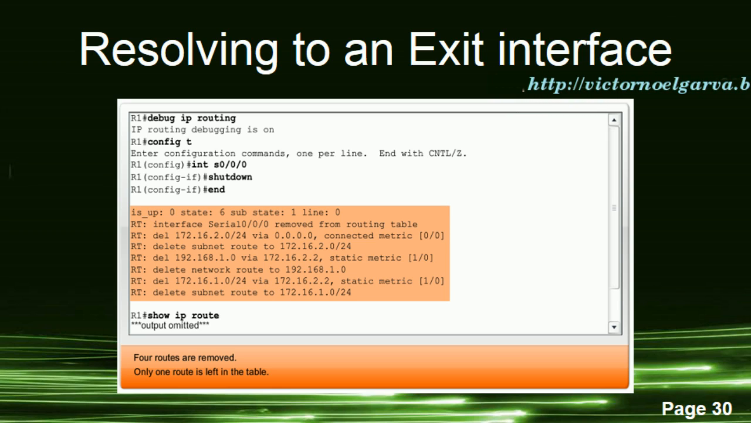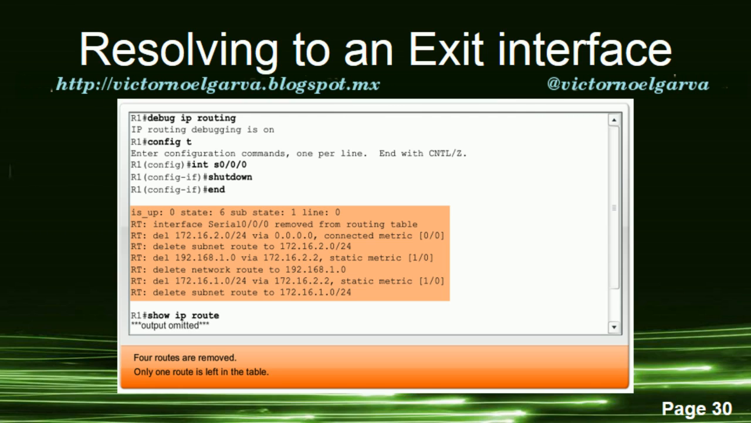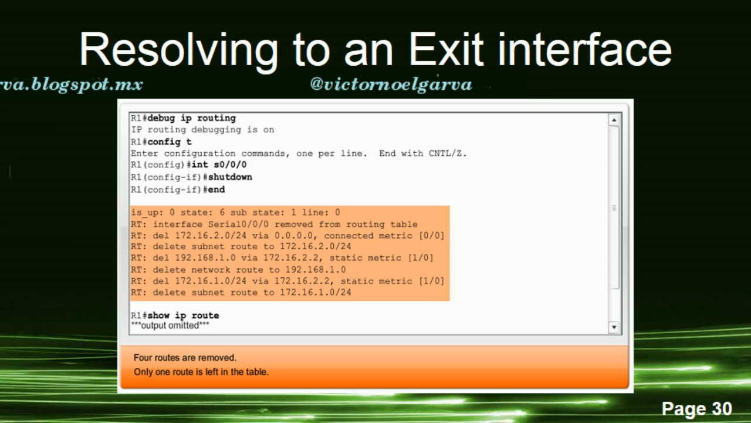Examine this process with debug ip routing on R1 and then configure Serial 0/0/0 to shut down, as shown. Notice from the debug output that all three static routes were deleted when the Serial 0/0/0 interface was shut down. They were deleted because all three static routes were resolved to Serial 0/0/0. However, the static routes are still in R1's running configuration. If the interface comes back up, enabled again with no shutdown, the IOS routing table process will reinstall these static routes back into the routing table.